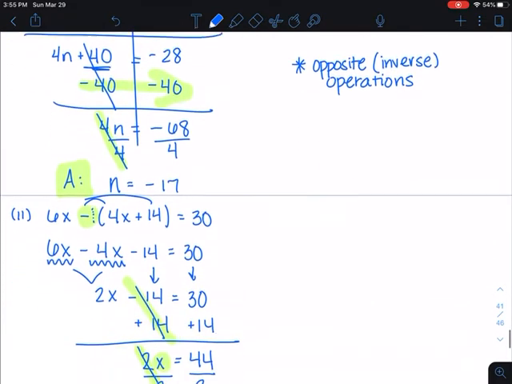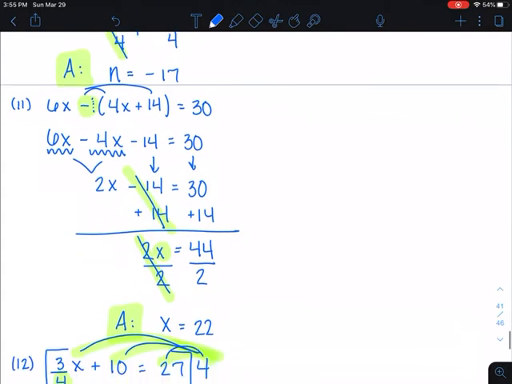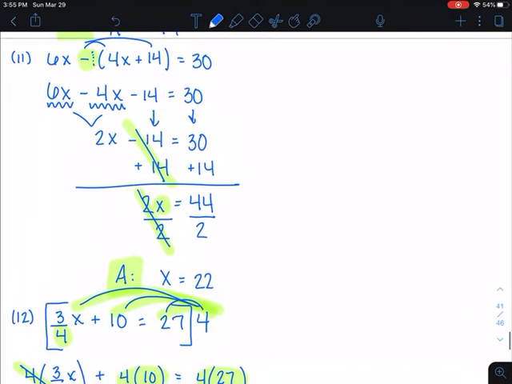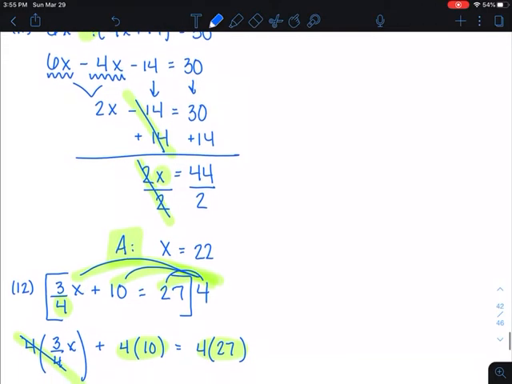We did opposite operations. Number 11, we distributed the negative sign to the set of parentheses, so we had 6x minus 4x minus 14 is equal to 30. 6x minus 4x is 2x. Then we brought the minus 14 to the right by adding 14. Then we get 2x is equal to 44. We divide both sides by 2, which gave us x is equal to 22.